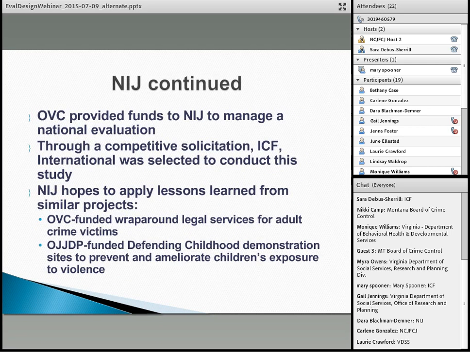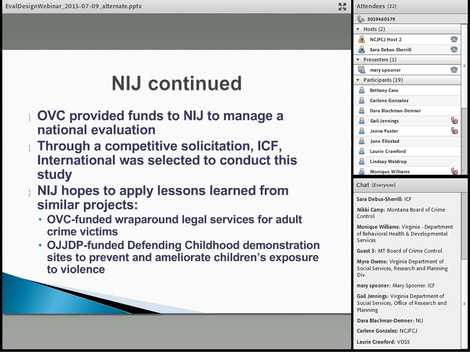Great. So again, just to bring us back to this particular project, as has already been mentioned, OVC provided funds to NIJ to manage this national evaluation. And just as you all applied competitively to be a part of this project, we also had a competitive solicitation, and ICF International was selected to conduct this particular study.